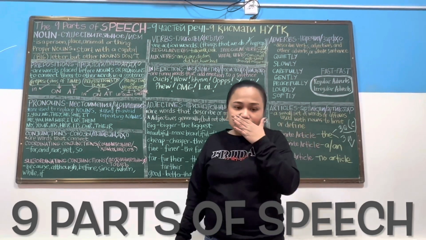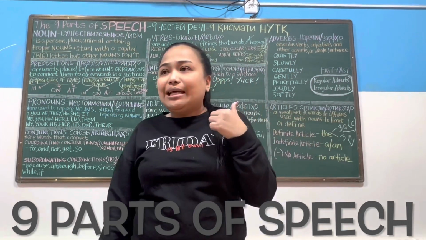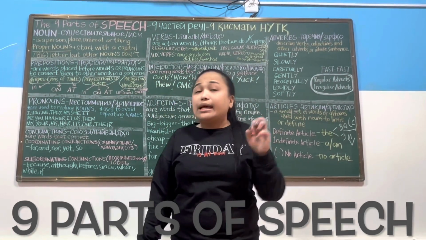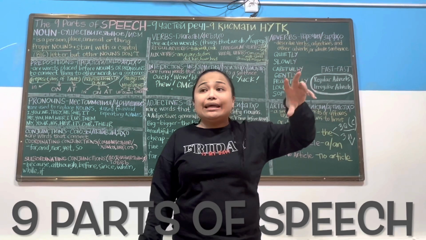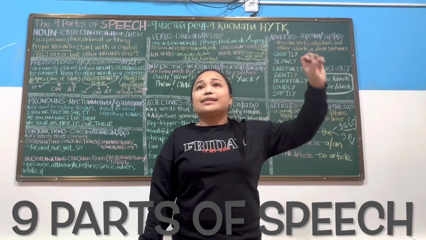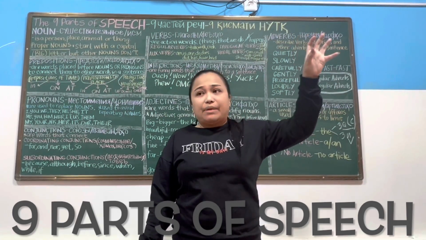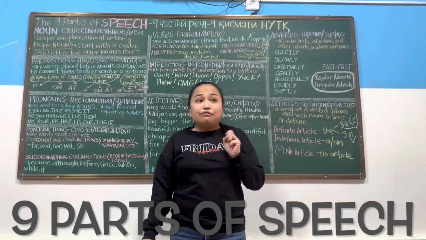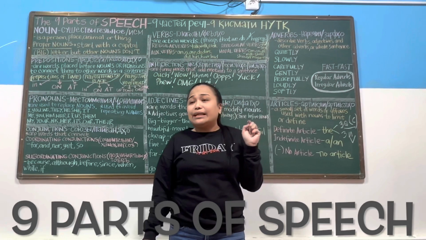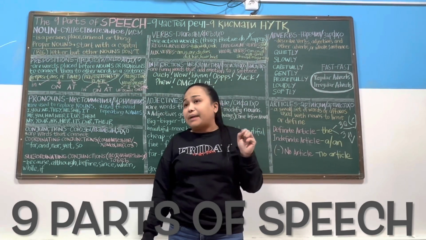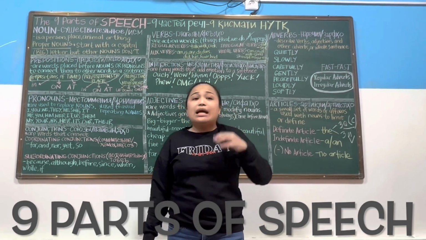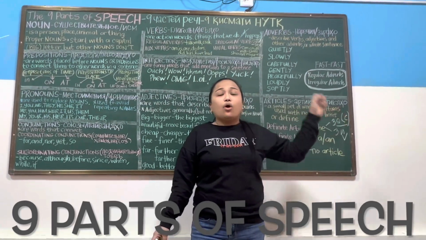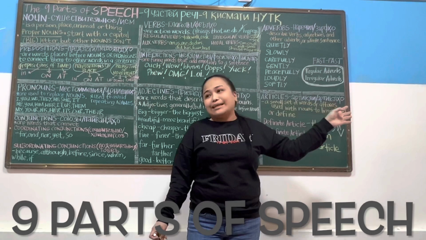Example. I've seen the president. Why? You want to put emphasis that you saw the president of the United States of America. Look. I've seen the president. Really? The president of the United States of America? You understand why? Because you want to tell everyone that I saw the president of USA.